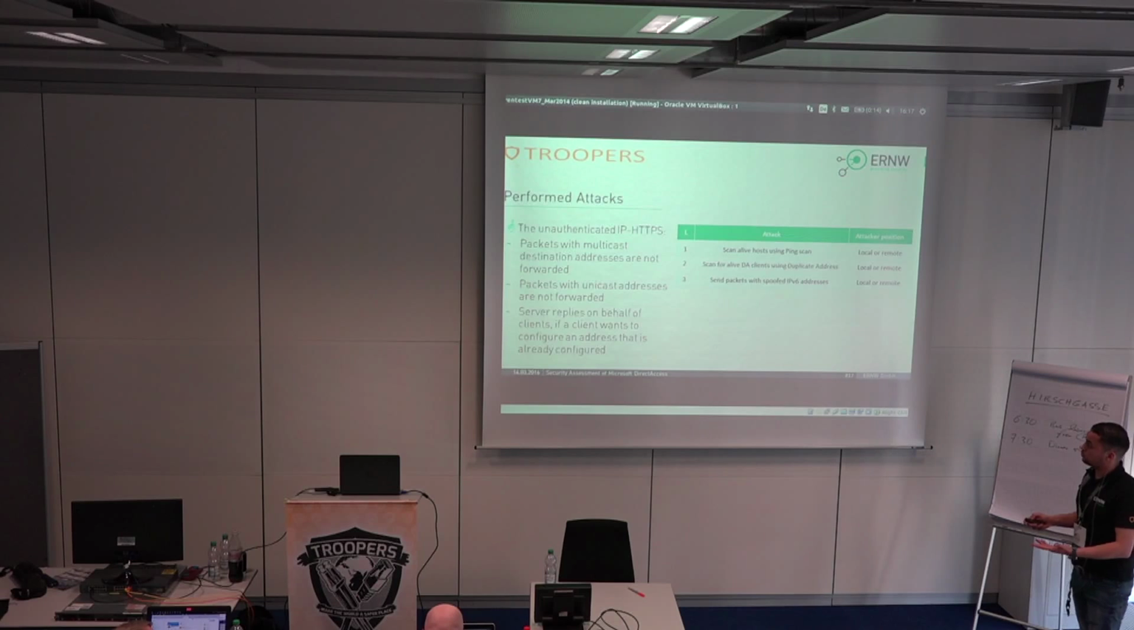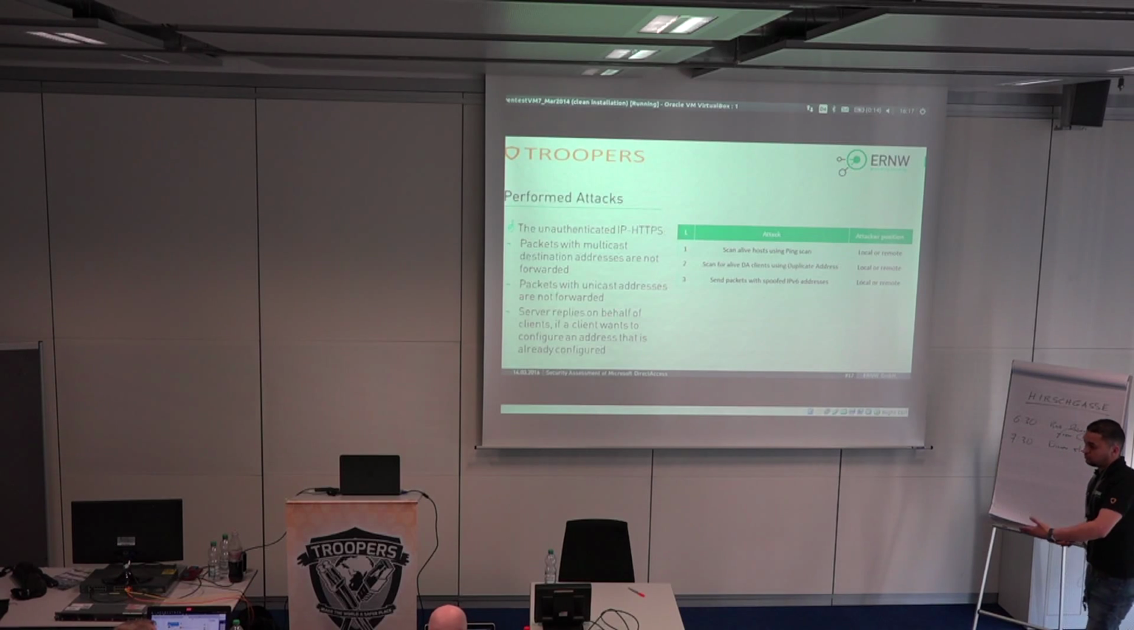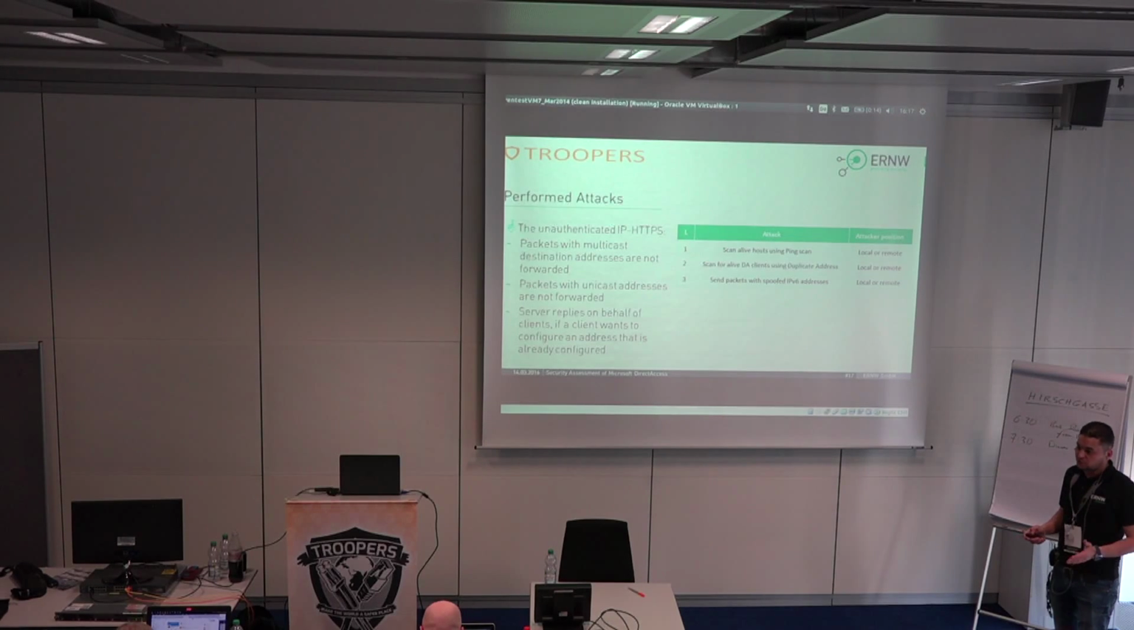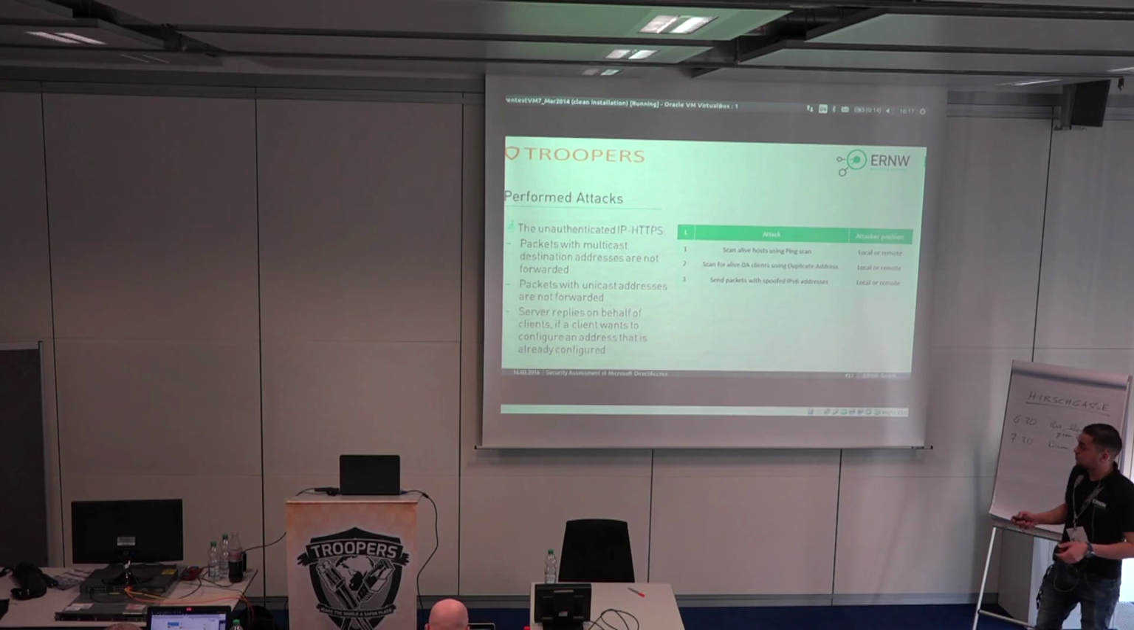Also, send packets with a spoofed IP version 6 address. Actually, you can spoof any IP version 6 address if you know some that are used by some DirectAccess client. You can use them as source address, and you can send them because most of the check is done against the destination address.